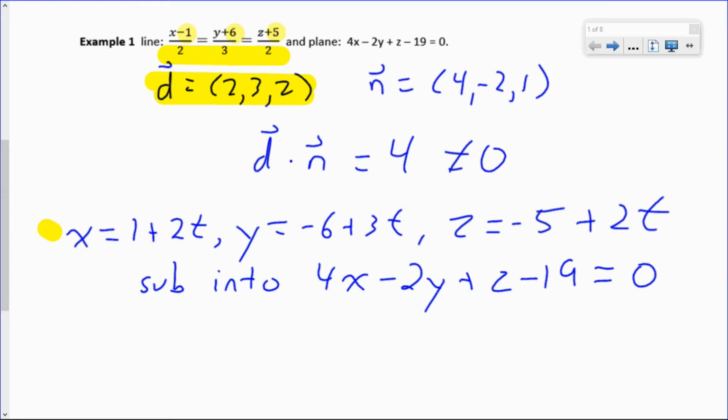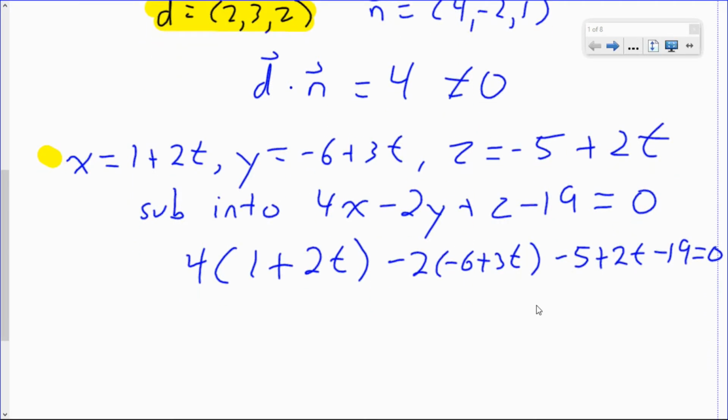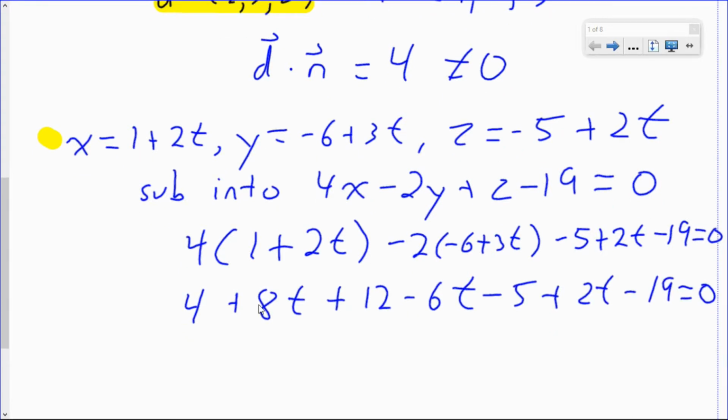So I'm going to take my x, y, and z value and sub them in right there, and I get 4 times (1 plus 2t) minus 2 times (-6 plus 3t) minus (5 plus 2t) minus 19 equals 0. We then expand and solve that equation for t. 4 plus 8t plus 12 minus 6t minus 5 plus 2t minus 19 equals 0. So how many t's do I have? Let's see, 8 subtract 6 is 2, plus 2 more is 4t.